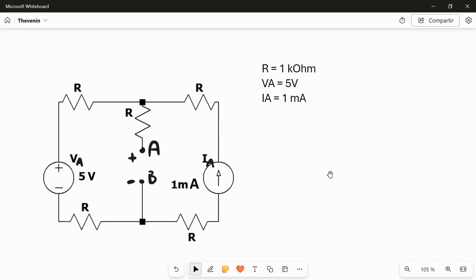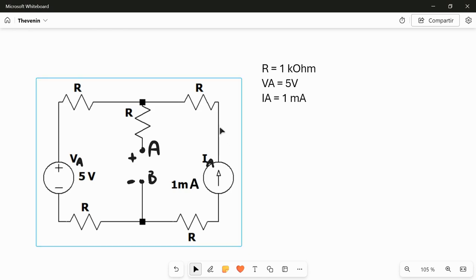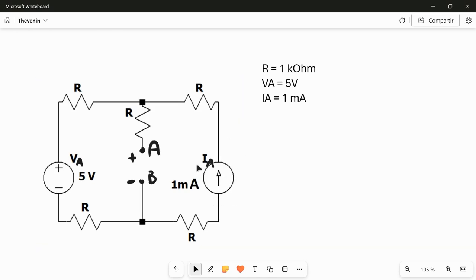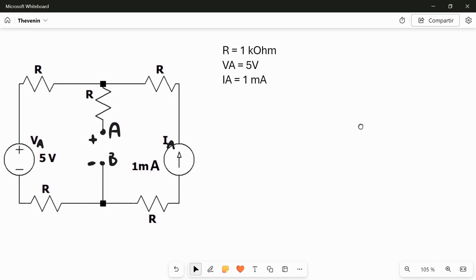So I start with VA and I use the superposition theorem that I showed you in a previous video. So let's go to it. Let's see the contribution of VA. I have to substitute the current source with an open circuit and see how much is the voltage drop between A and B. Okay, so let's see this.